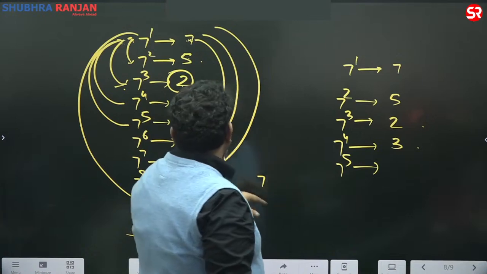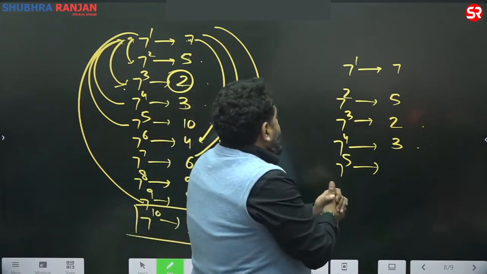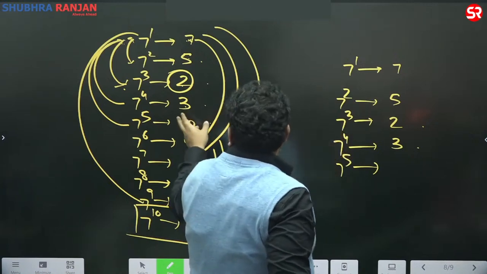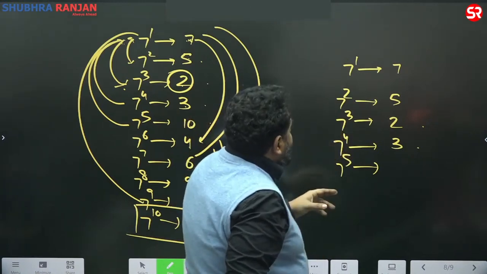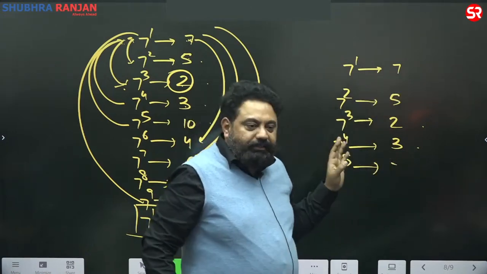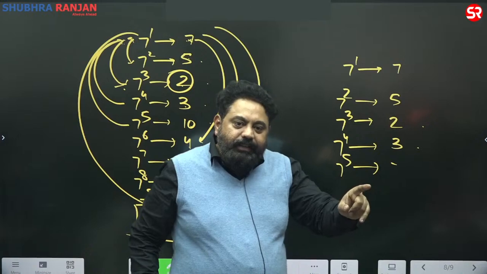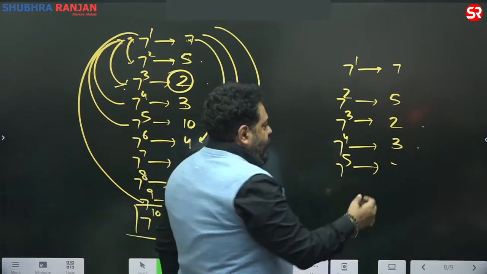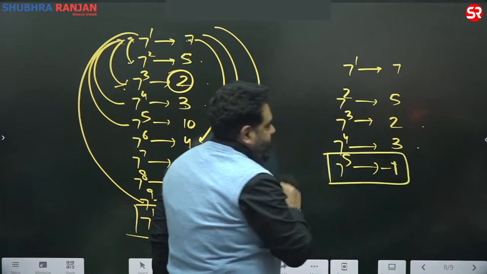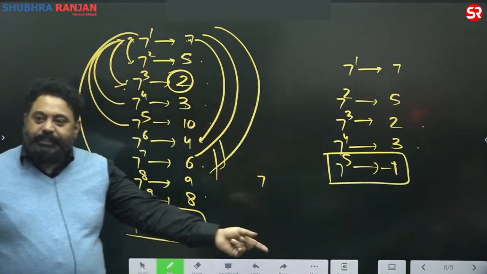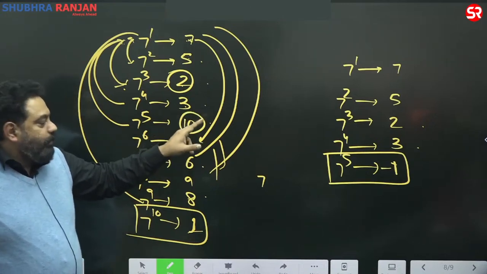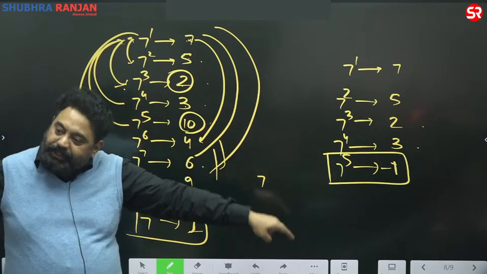7 to the power 3 gives 2, okay. 7 to the power 4, 7 to the power 5 is giving you 10. 7 to the power 5 gives you 21, and 21 gives you 10. 11 divided by 10, the remainder is minus 1. See this, half the steps. This was 10; 10 when divided by 11, the remainder is minus 1.